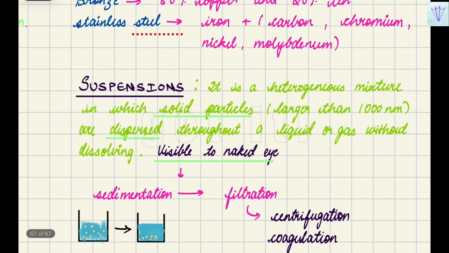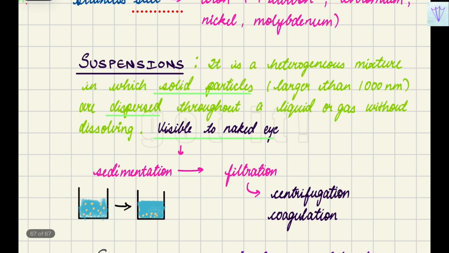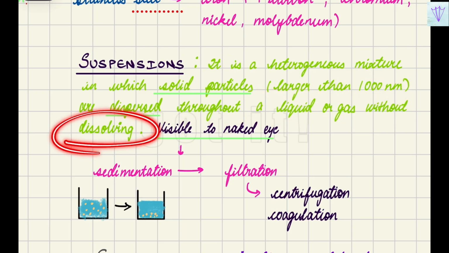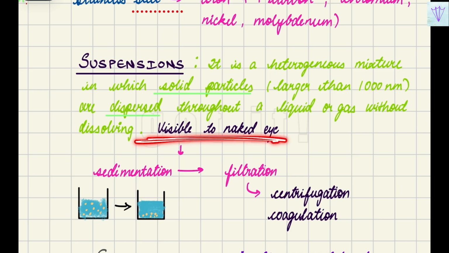And suspensions are one kind of heterogeneous mixture. It is a heterogeneous mixture in which the solid particles are larger, over 1000 nanometers, and are dispersed throughout a liquid or a gas without dissolving. So they are visible to the naked eye. But how do you separate them?